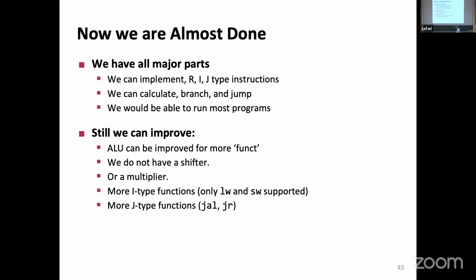There are still things we can improve. We can add more functions into the ALU. When you talk about the R-type instructions, there's always this shift amount that had to do with the left shift, right shift, arithmetic left shift kind of things. We didn't really talk about it, nor did we implement it. We could do this. We could add a multiplier. We only had load word and store word. We can have more J-type functions, to be able to complete our processor. So this completes our architecture.